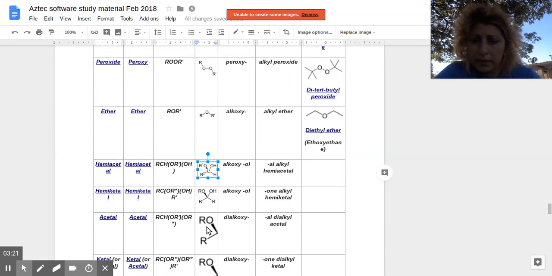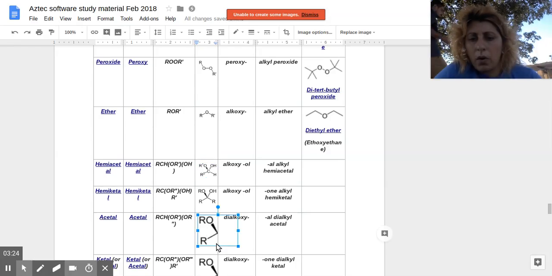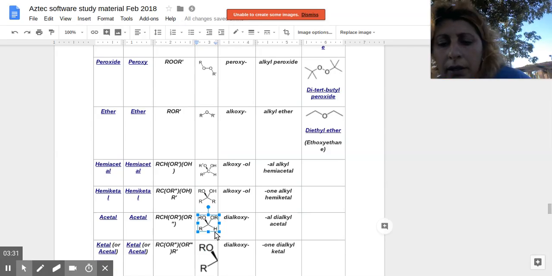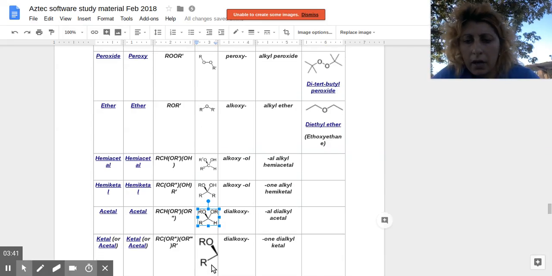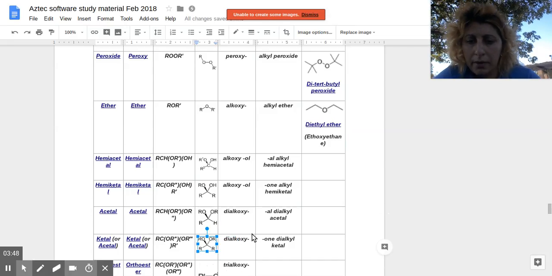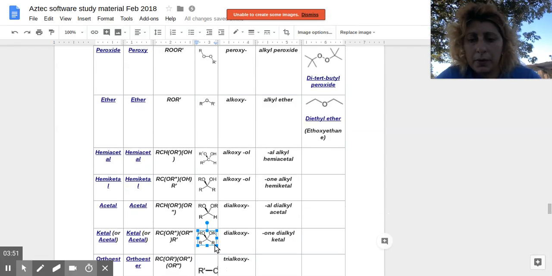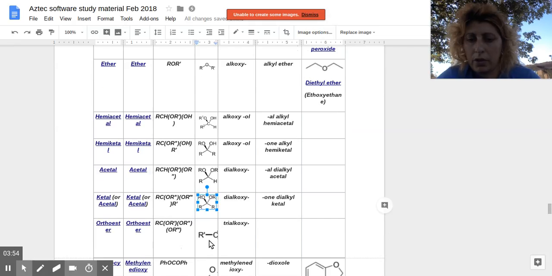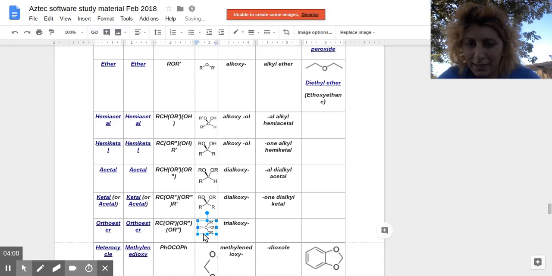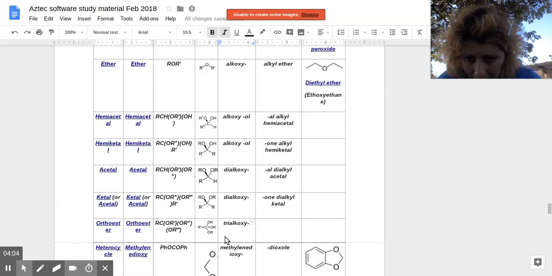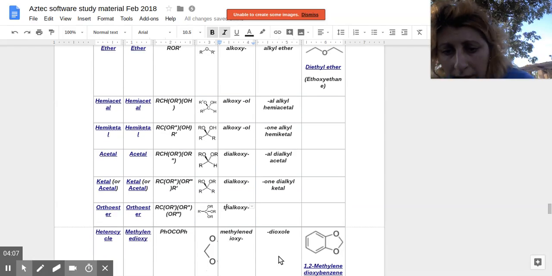Okay, acetal, RCHOROR. So central carbon to an R, and then two OR groups, oxygen and R groups, and an H. Ketal, RCOROR, is central carbon bound to two pairs of R groups and two pairs of OR groups, oxygen and R. And orthoester is the central carbon bound to three OR groups and an R group.